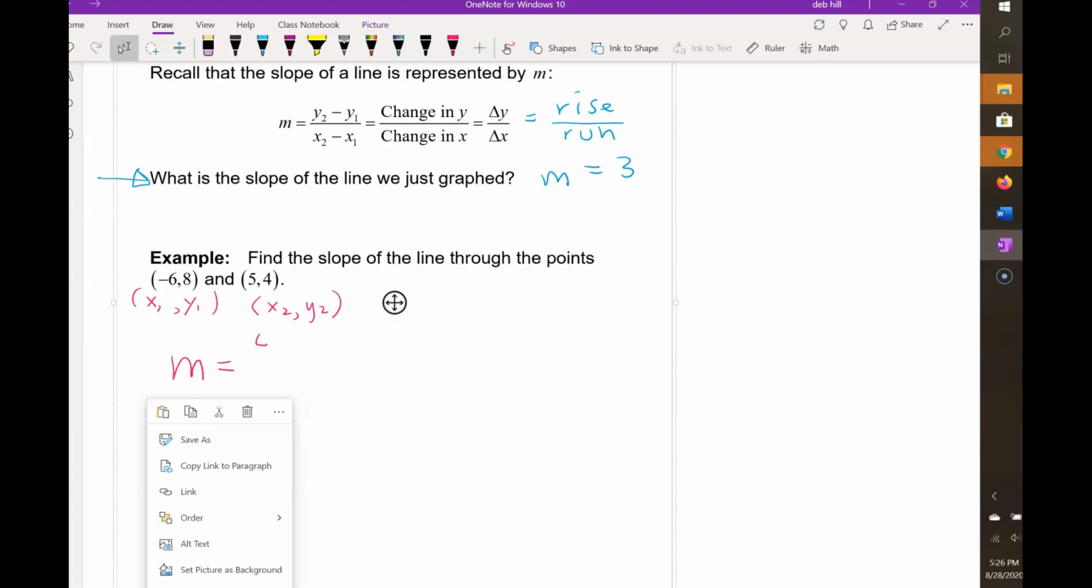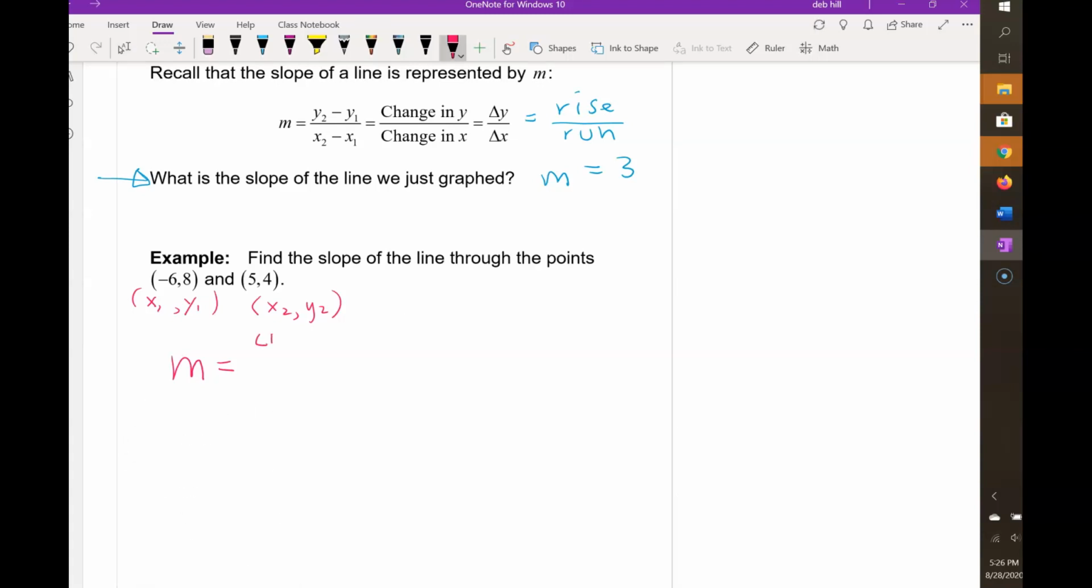So you have the second y-coordinate minus the first y-coordinate over the second x-coordinate minus the first x-coordinate. So 4 minus 8, I'm getting negative 4. 5 minus a negative 6 is 5 plus 6, so 11. So I'm getting a slope of negative 4/11.